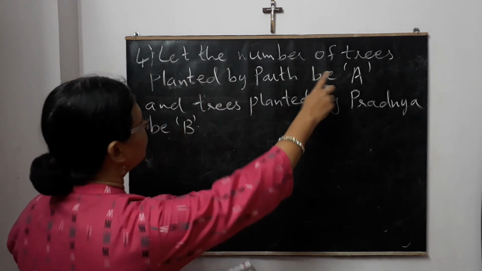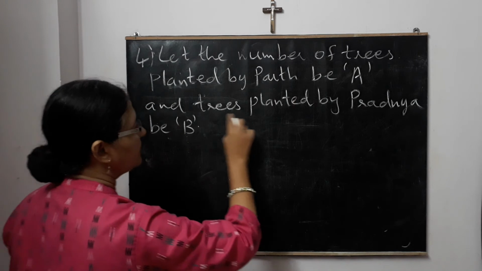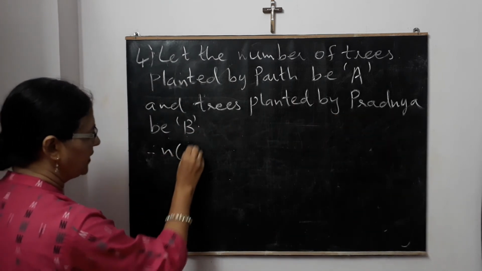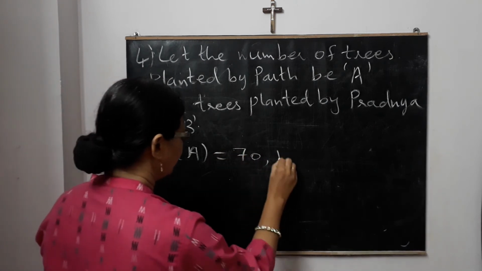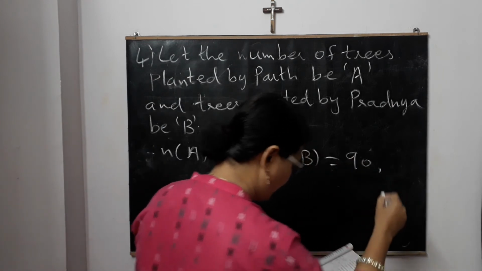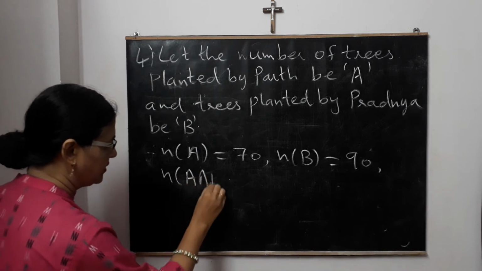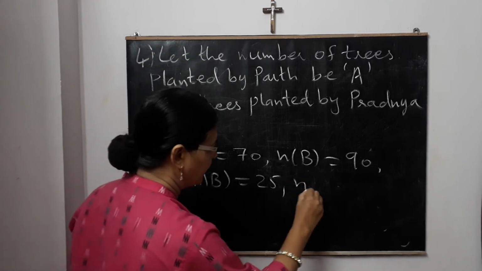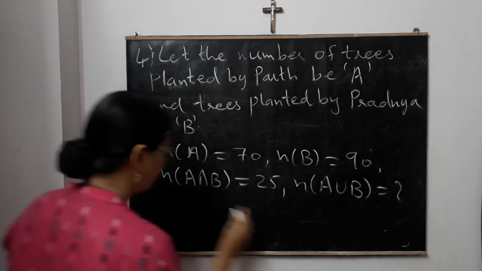So now let the trees planted by Parth be, you can take any alphabet, I have taken A, and trees planted by Pradnya be B. Therefore, what is n of A? Parth has planted how many trees? They have given 70. Then Pradnya has planted how many trees? That is given, 90. And both planted how many? That is the intersection, A intersection B, which is given as 25. Now what you have to find out? A union B. This is the formula to be used.